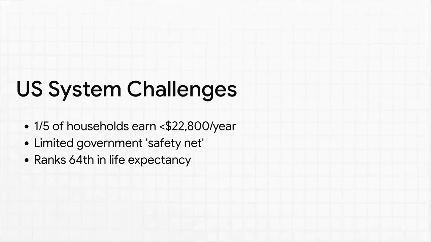This kind of economic model leads to some pretty significant social challenges. For example, about 1/5 of all households in America are living on very low incomes. Compared to other wealthy nations, the government provides a more limited safety net for people who fall on hard times. And this last one might really surprise you. Despite being the richest country on Earth, the U.S. actually ranks 64th in life expectancy.